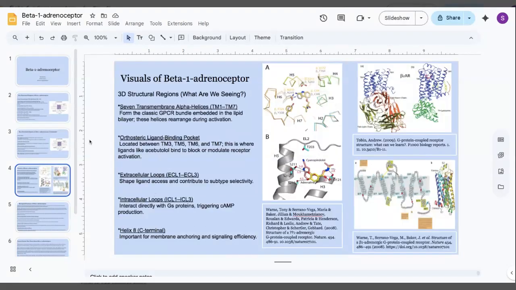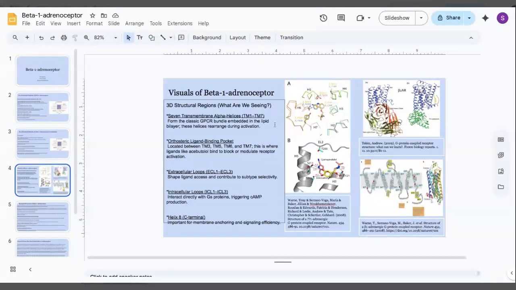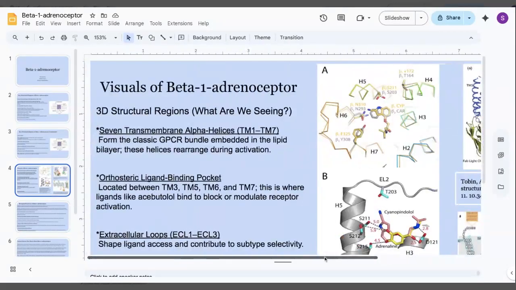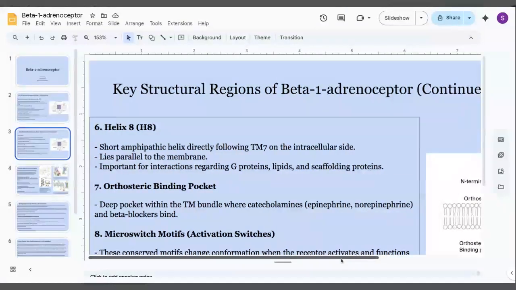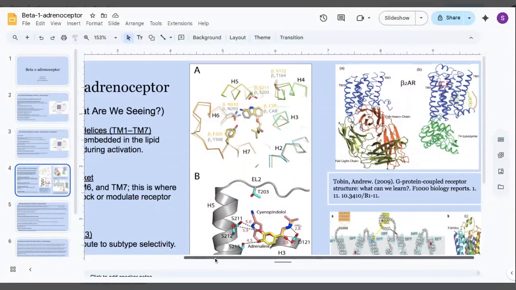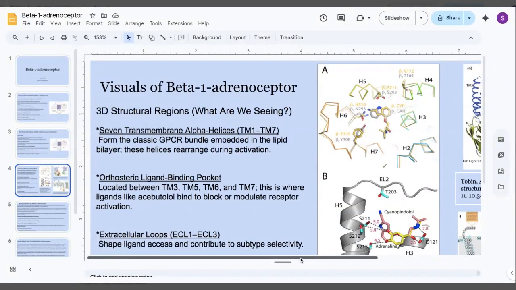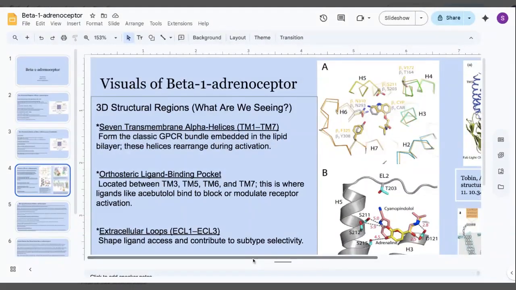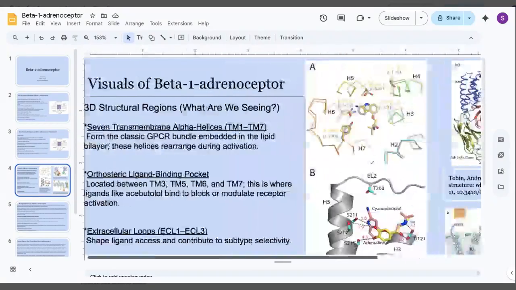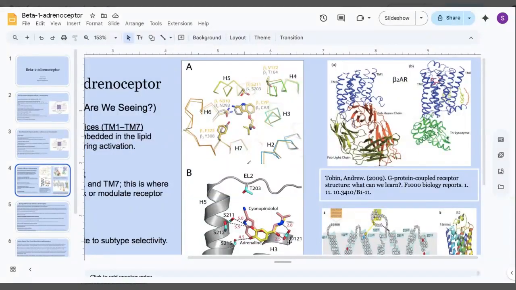These are similar regions we had just previously mentioned, but now putting them into play. Where are they located when we look a little deeper within this structure? Back to those 7 transmembrane alpha helices, as they are embedded within the lipid bilayer, as we saw before, in this membrane, and they tend to rearrange during activation. So the orthosteric ligand binding pocket will bind, block, or modulate receptor activation, which we can see there. Again, it's just the little pockets between these helices.